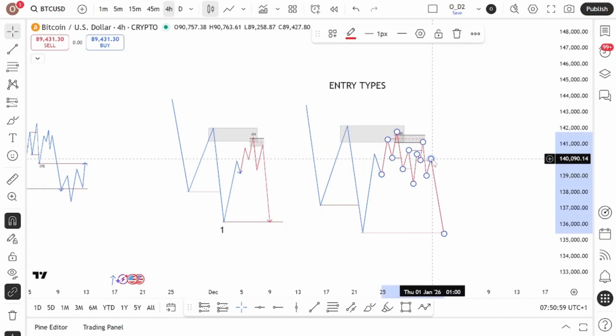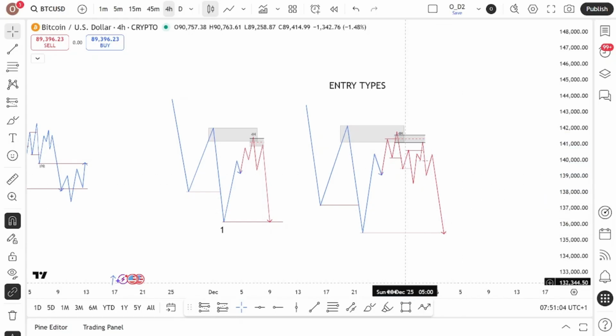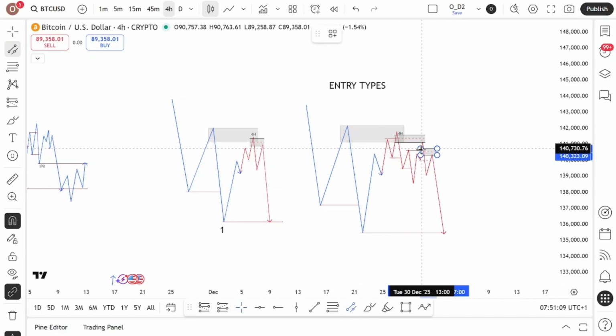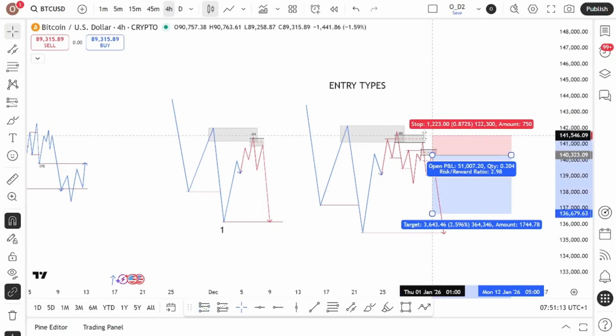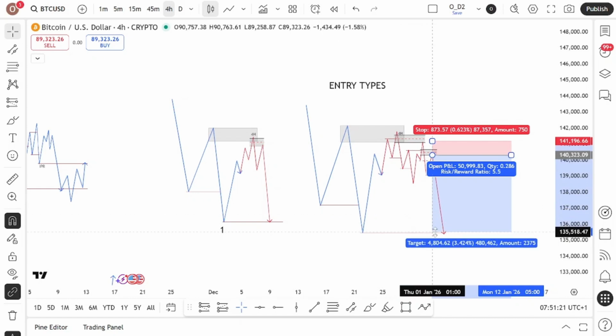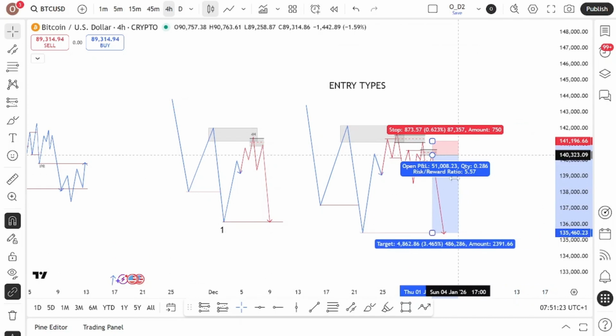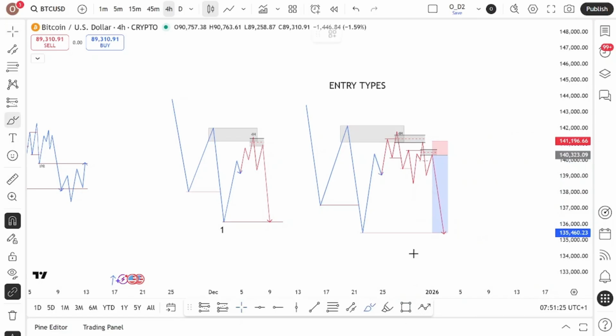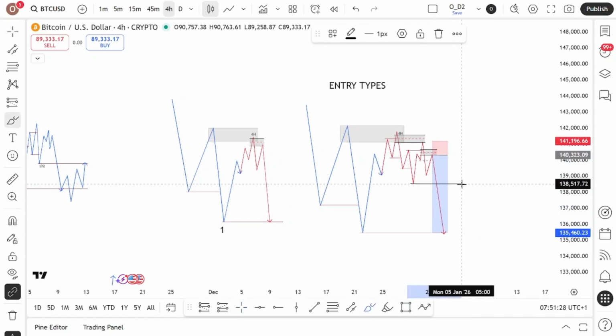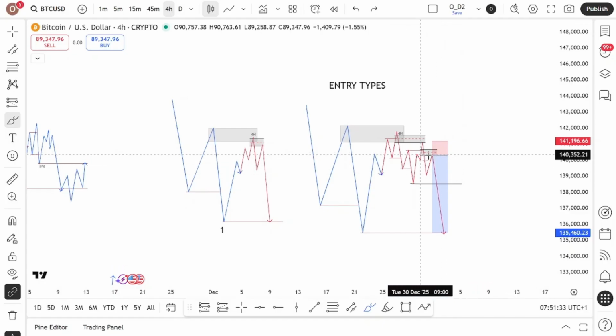So what you now want to do in this case is wait for a reclaim based on where there's imbalance, not just imbalance, other blocks also. So you now want to get into that trade from this point, and your stop loss will no longer be here. Your stop loss will be this, because the manipulation has happened. Okay, and then your take profit is going to be here, and you'll be anticipating price to come and clear this low.